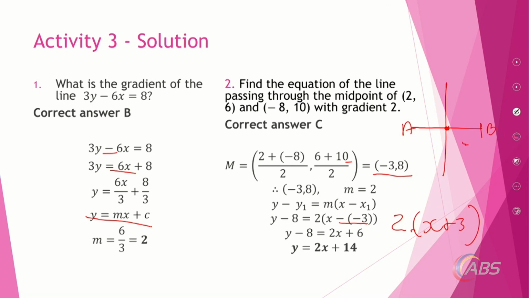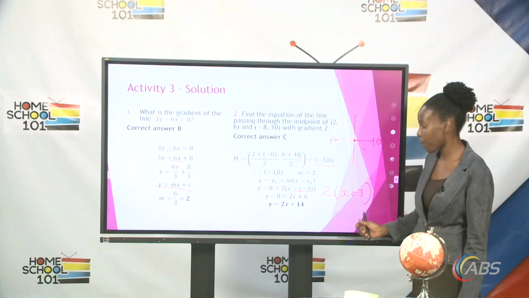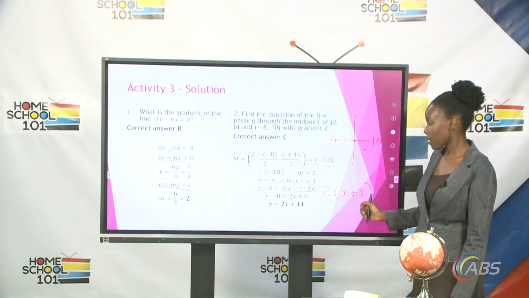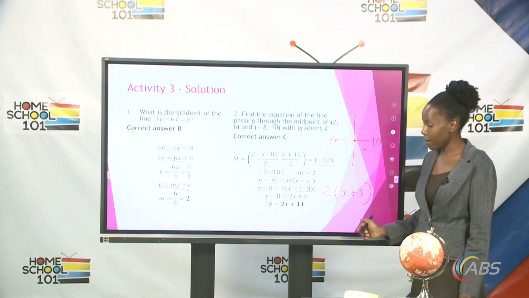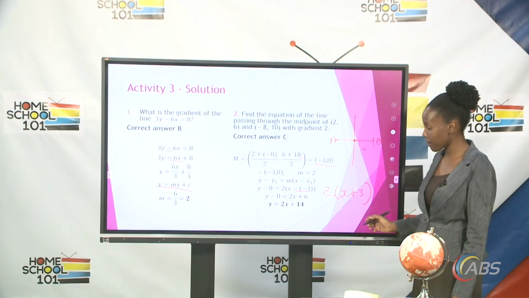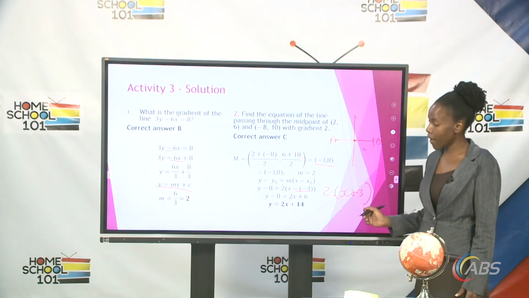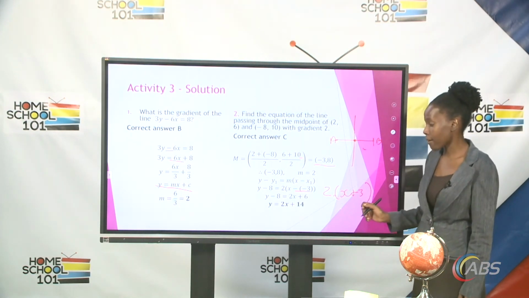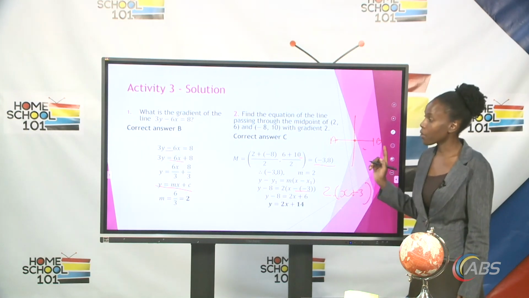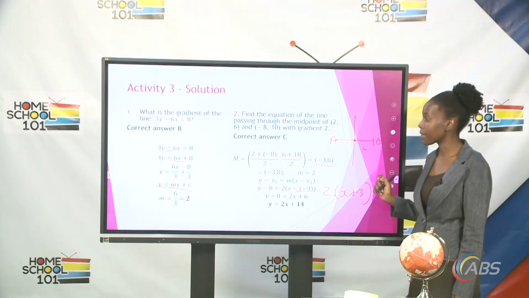We then take across our 8. It's negative on this side. Once it goes across, it becomes positive. Hence, it becomes y is equal to 2x plus 6 plus 8, which gives us y is equal to 2x plus 14. So the correct answer would have been C.